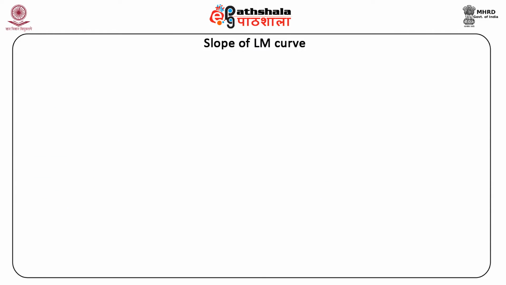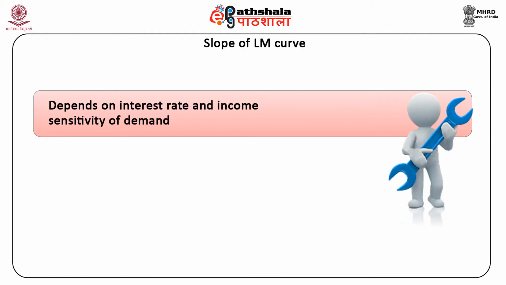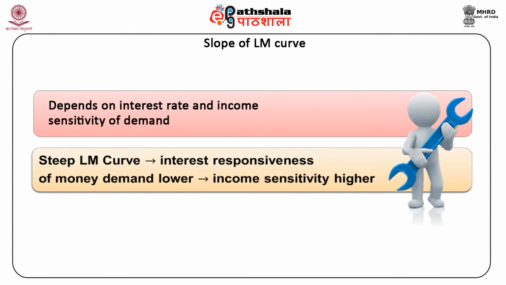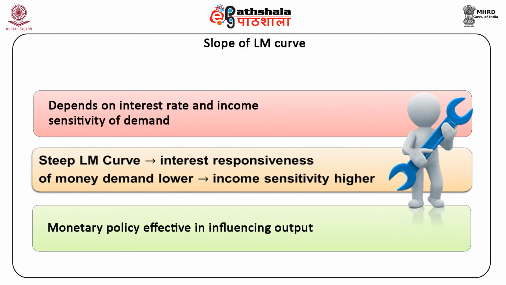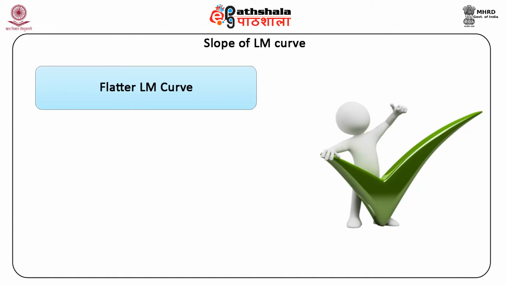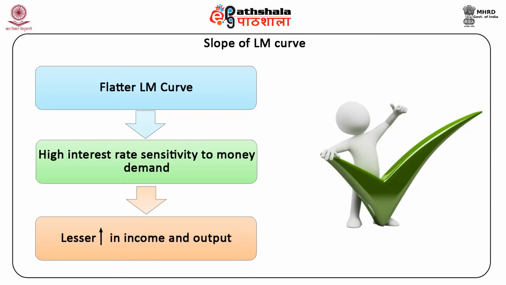Next is slope of LM curve. The slope of LM curve depends upon interest rate and income sensitivity of demand for real money balances. A steep LM curve implies that interest responsiveness of demand for money is lower while income sensitivity is higher. In such a case, monetary policy is quite effective in influencing output. On the other hand, a flatter LM curve corresponds to high interest rate sensitivity to demand for money and causes lesser increase in income and output.